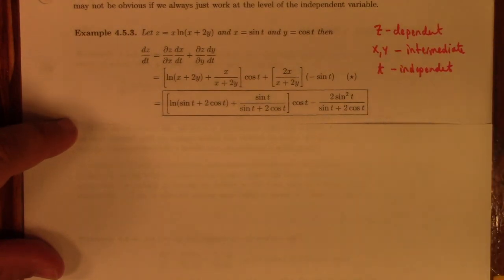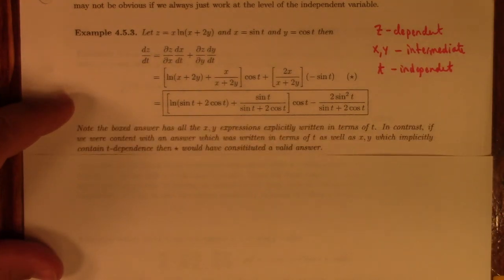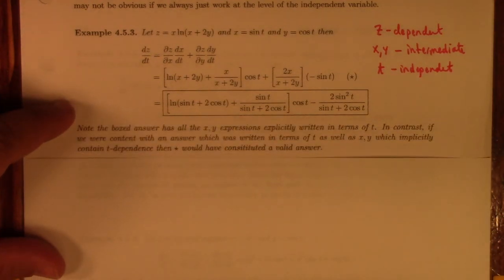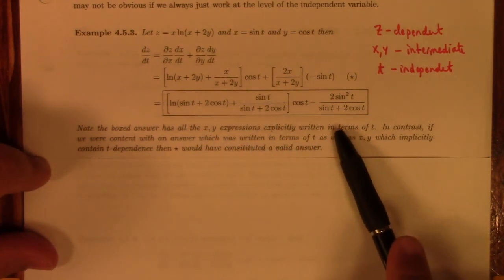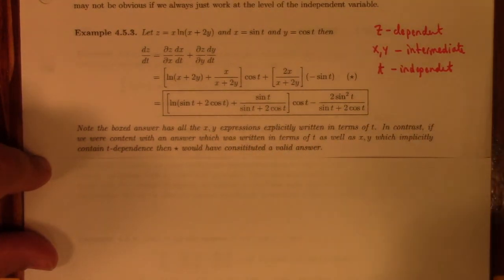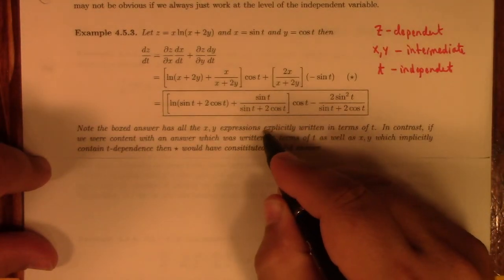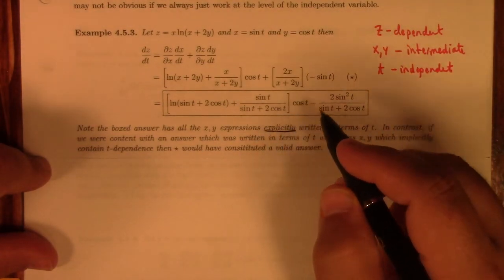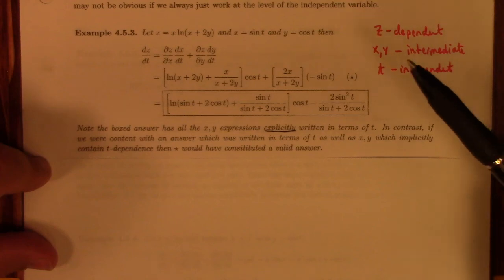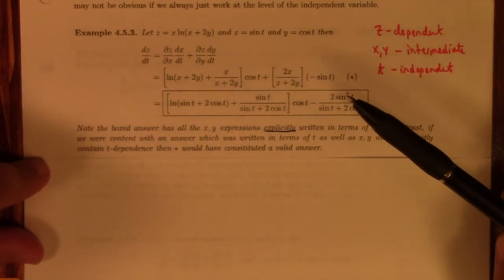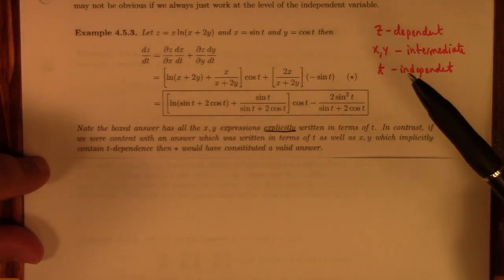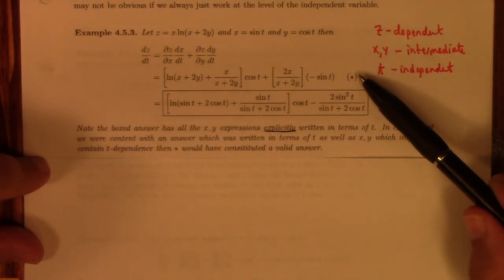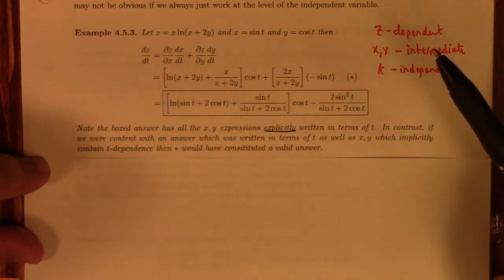Sometimes star is actually the answer. That's probably what I'm saying. So I say the boxed answer has xy expressions explicitly written in terms of t. Right, keyword there is explicit. Okay? Explicitly written in terms of t. In contrast, if we were happy to just have an answer written in terms of t as well as the x and the y, the intermediate variable, then this answer up here, this star line, could have constituted the answer.